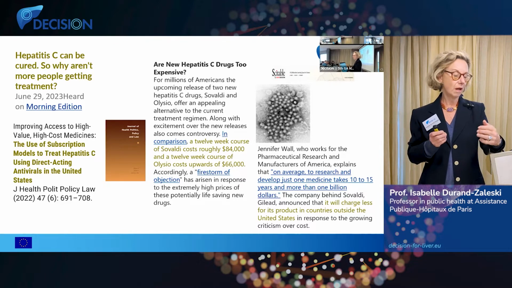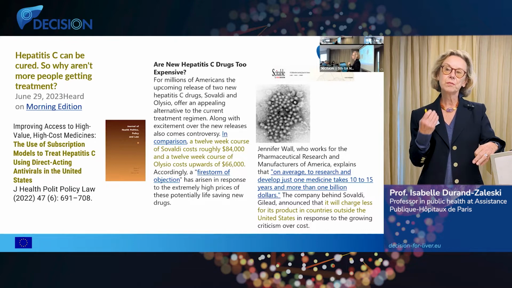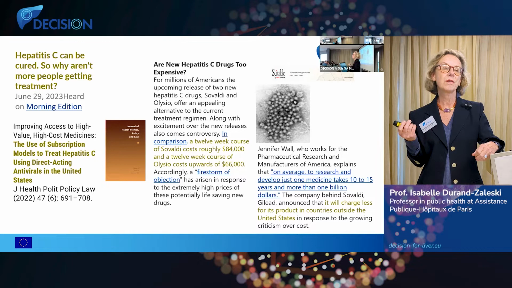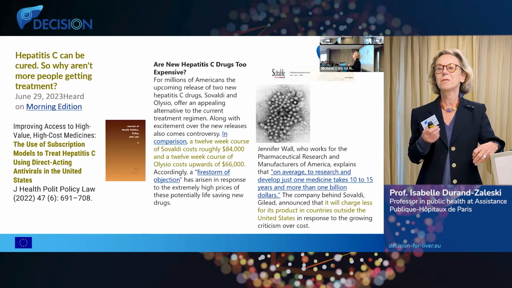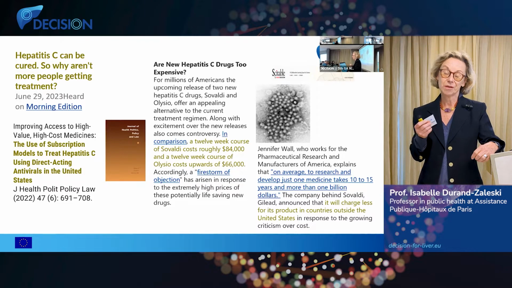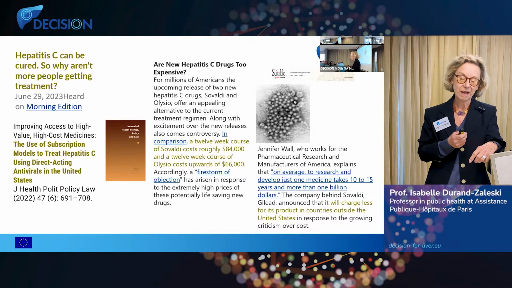And this is what this pharma company said. We are going to have a different price depending on the country's GDP, gross domestic product. And this is exactly what is happening. And this is also why the Americans tend to pay far higher prices for drugs, much higher than European countries, and possibly much higher than low middle income countries.